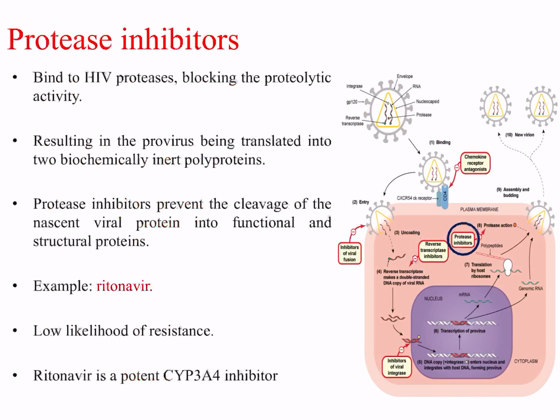As shown in the diagram on the right, protease inhibitors bind to HIV proteases, blocking the proteolytic activity. This results in the provirus being translated into 2 biochemically inert polyproteins. Protease inhibitors prevent the cleavage of the nascent viral protein into functional and structural proteins. An example of one such drug is ritonavir. There is often a low likelihood of resistance with this drug, even though it is a potent inhibitor of cytochrome P450 3A4.